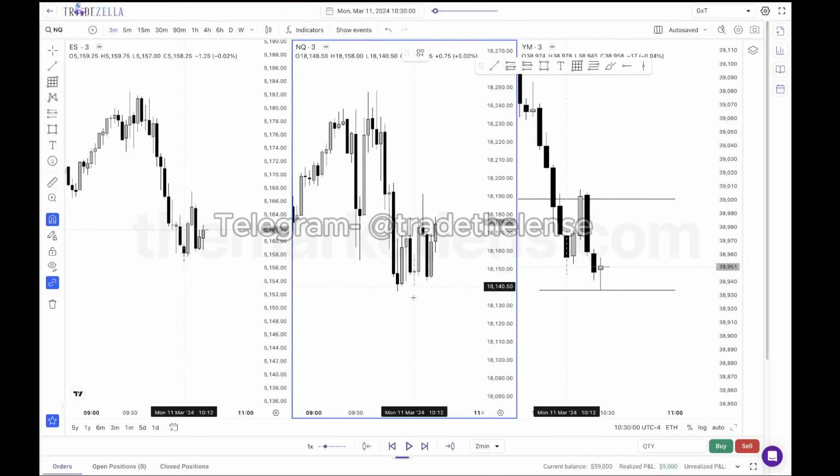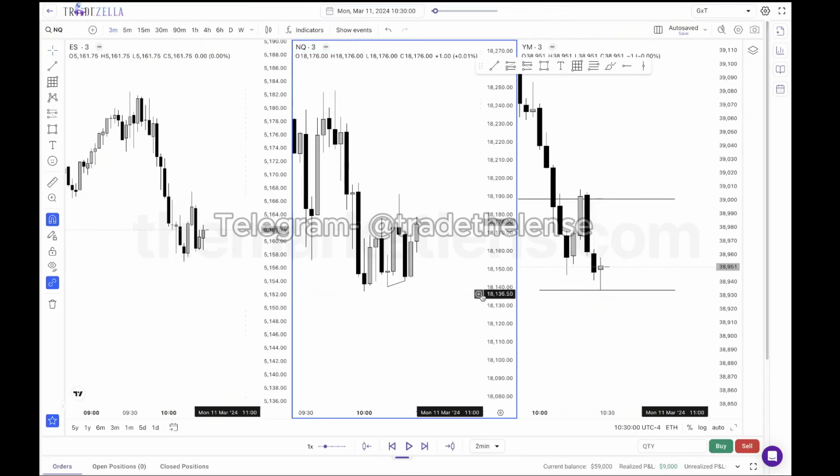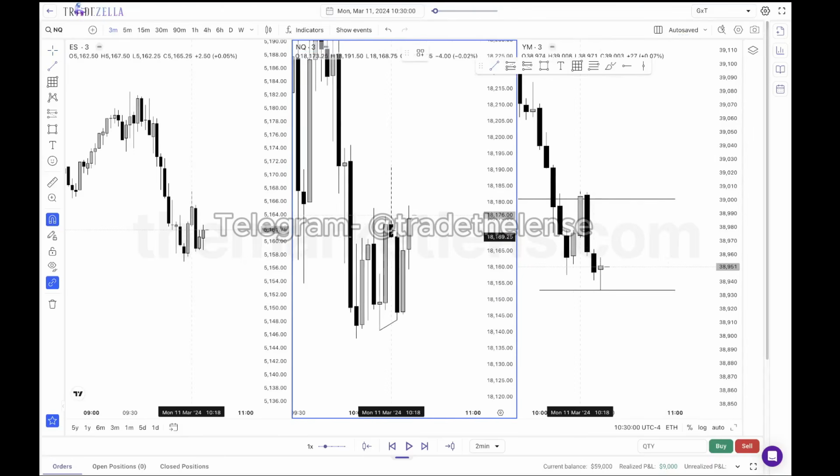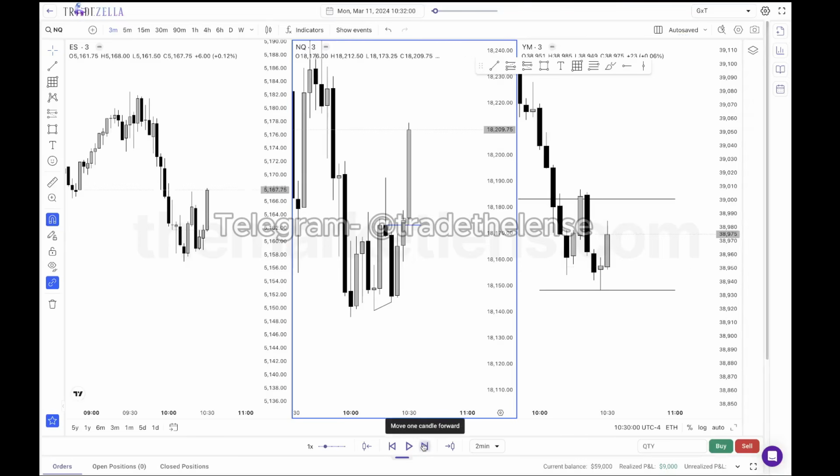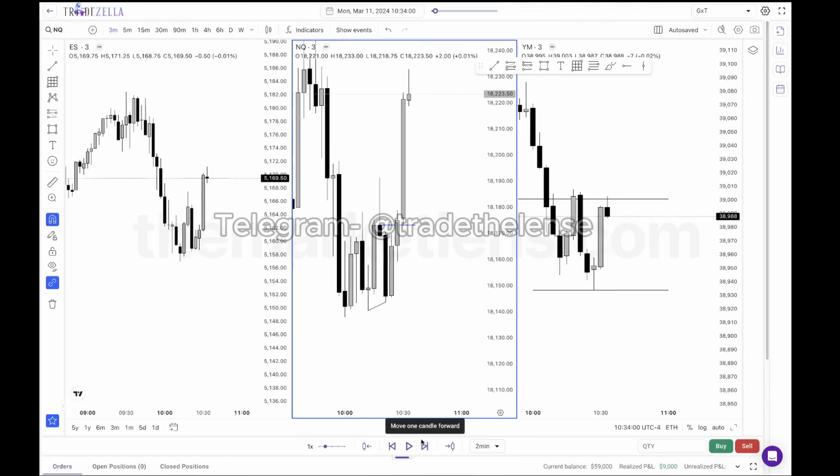I know we have an SMT here though, but I need to see a propulsion block. All right, that's what we're gonna wait for essentially. But this CSD here needs to be the low. If it's not the low, we're just gonna skip the day, guys. All right, bet. So it is going. This is good.